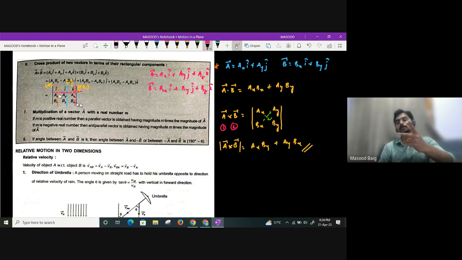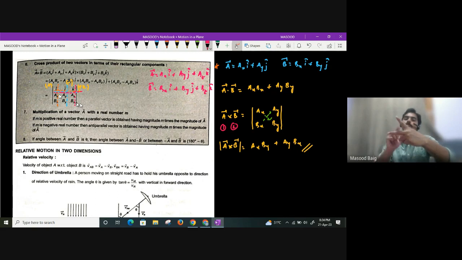Now, how to find direction of A cross B? Let us say this is A bar, this is B bar. So I want to do A cross B. So A bar is first vector now. So in the direction of A bar, I will place my right hand and curl the fingers towards B bar. So direction of thumb, where will it be, beta? Perpendicularly outwards. So you are always going to use your right hand.